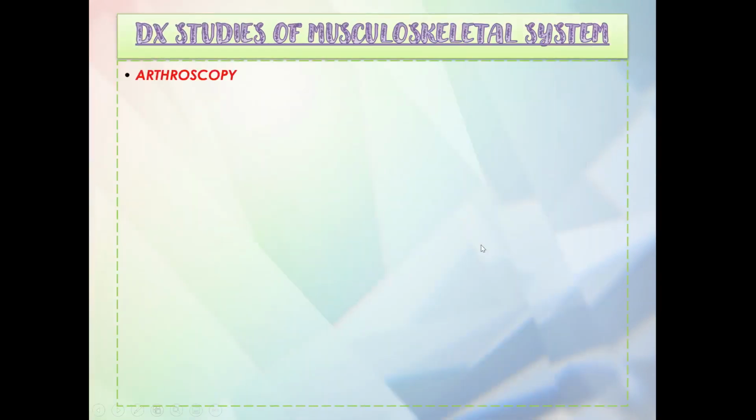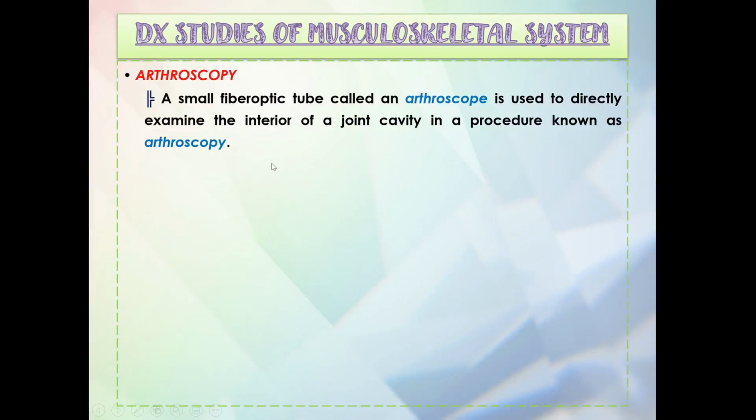Next, we have arthroscopy. It is a small fiber optic tube called... pag sinabing arthroscopy, this is a procedure. Okay? Ito ay gumagamit ng small fiber optic tube called an arthroscope, which is used to directly examine the interior of a joint cavity. So, the procedure is known as arthroscopy.